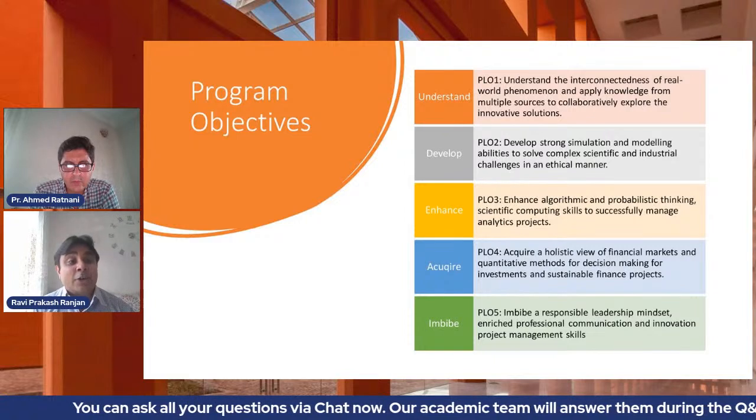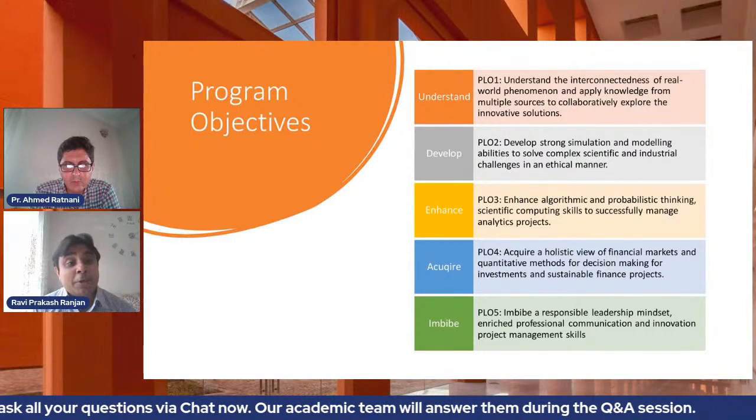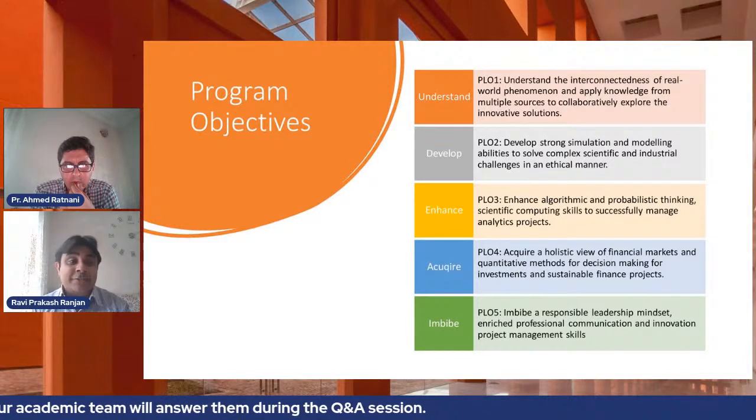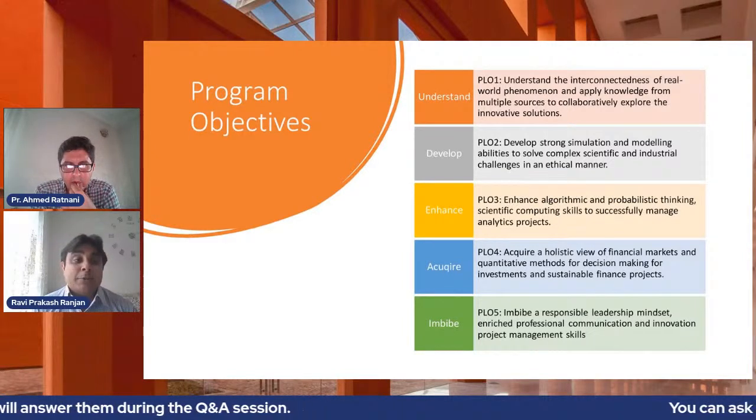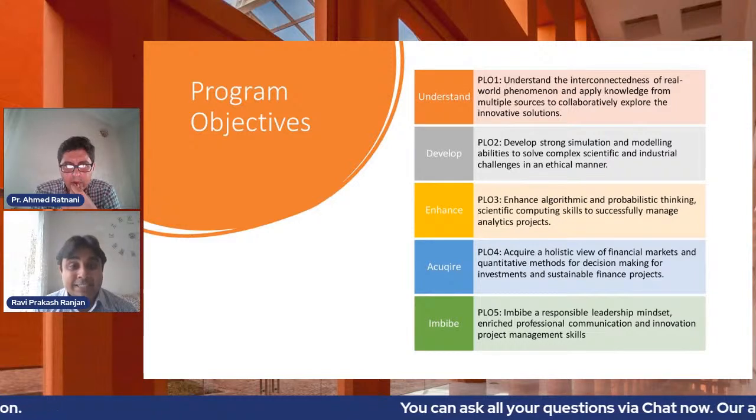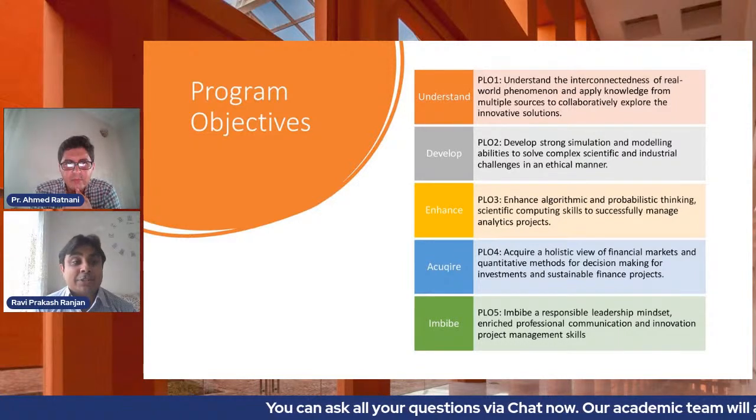And this can only happen through responsible leadership, where we will link this investment with sustainability, let's say green financing, and so on. So at the end of the program, you should be able to get these skills along multiple directions.